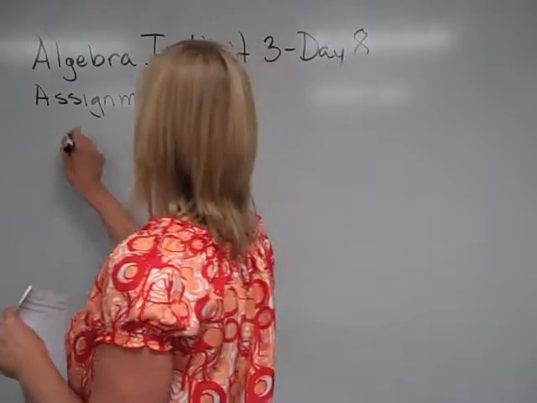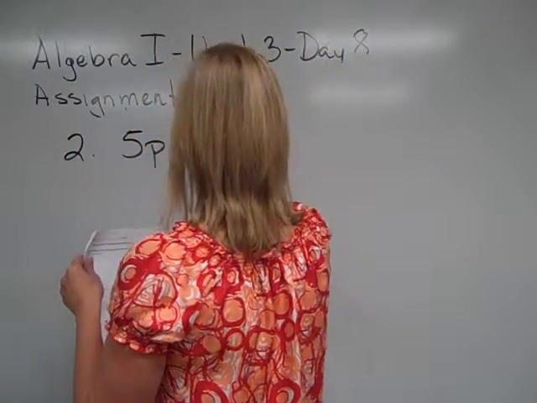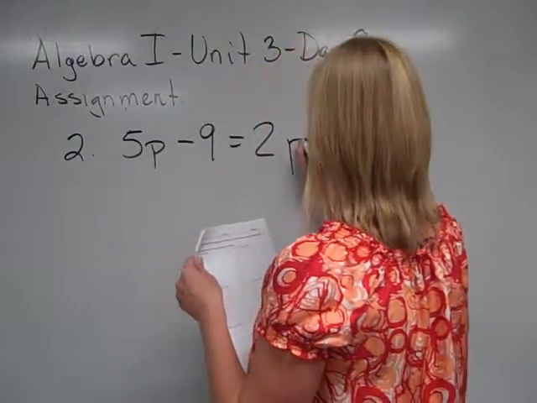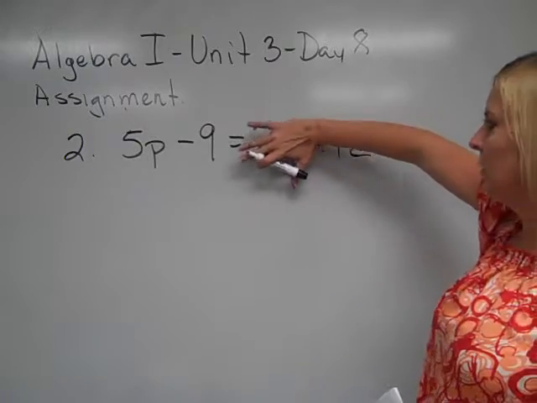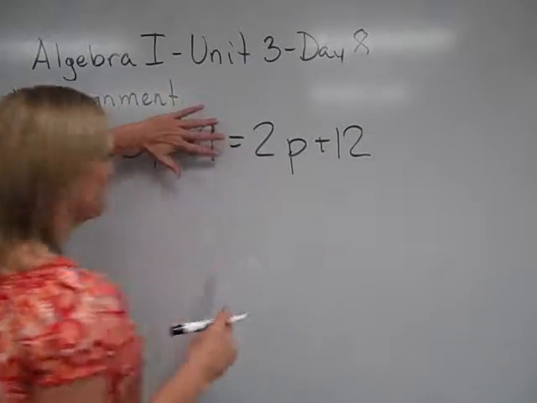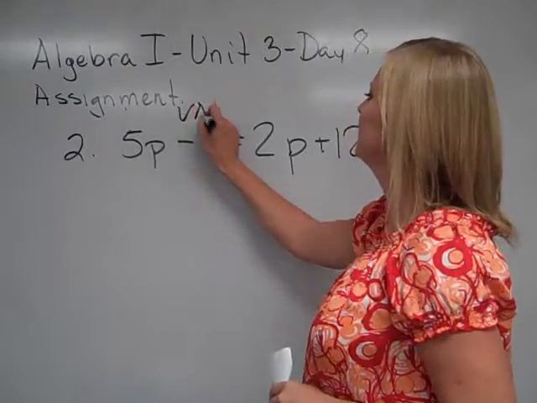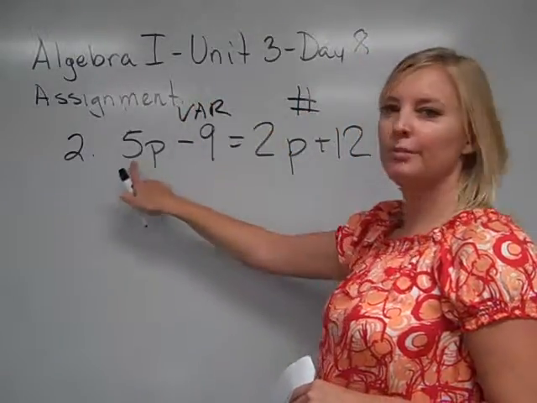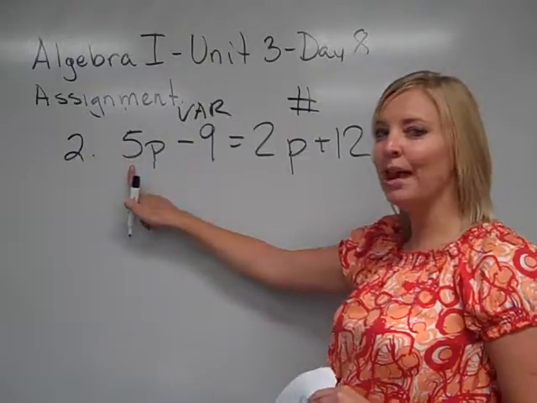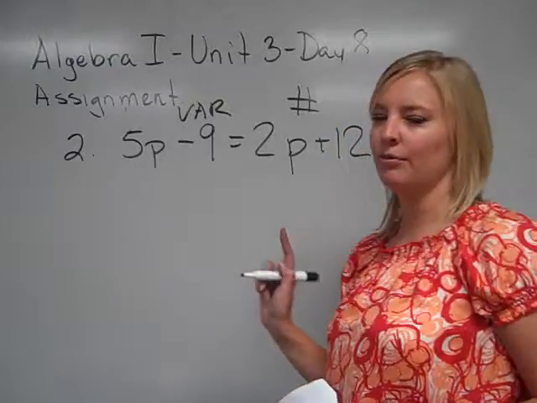All right, number 2. 5p minus 9 equals 2p plus 12. I don't have any distributing. I don't have any like terms on the same side of the equal sign. So then, let's put all of our variables on this side and all of our numbers here. I always like to put my variables with the largest variable, but you don't have to. Just whatever you decide, be consistent all the way through.